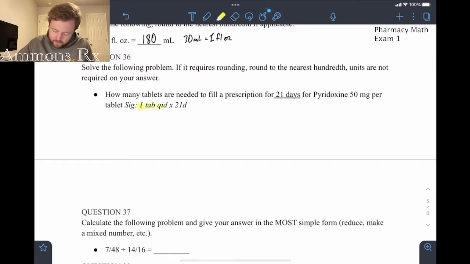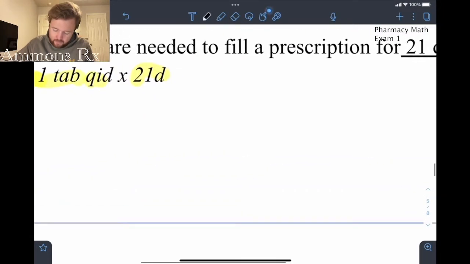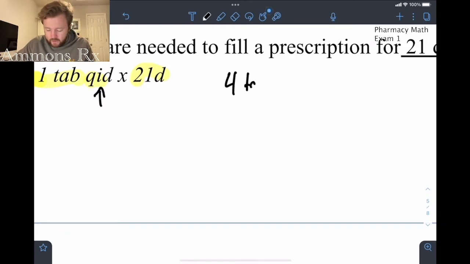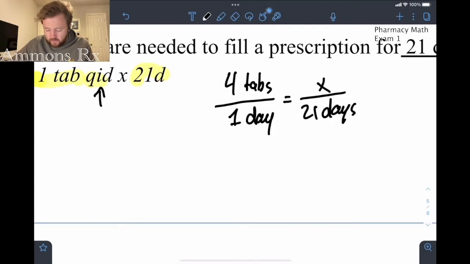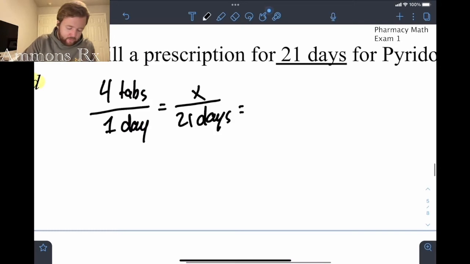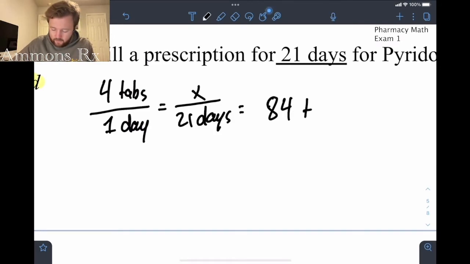One tab, QID, 21 days. How many tabs are needed? So once again, first question is how many do they take in 1 day? That's 4 tabs in 1 day. How many do they need in 21 days? 21 times 4 is 84 tabs.